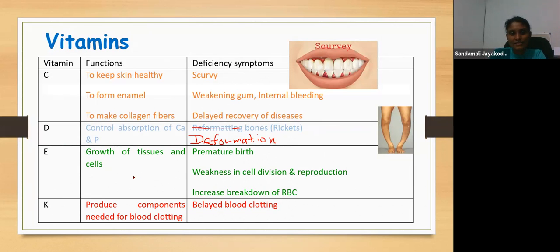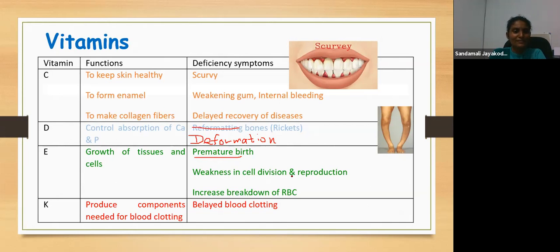And E is helpful for the growth of tissues and cells. So when the growth is not enough for a fetus in the body, premature birth may occur. Premature birth. And then weakness in cell division and reproduction, and increased breakdown of red blood cells. It affects the growth of tissues and cells. That's the reason we get premature birth and all of these symptoms.